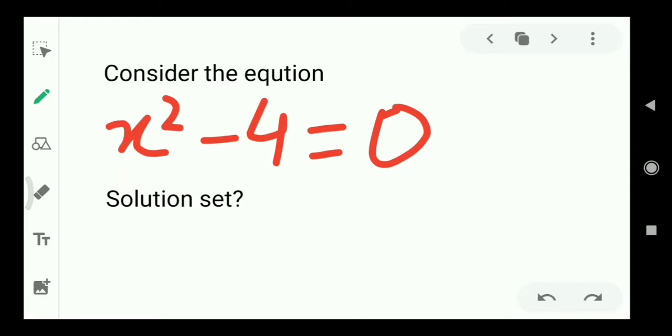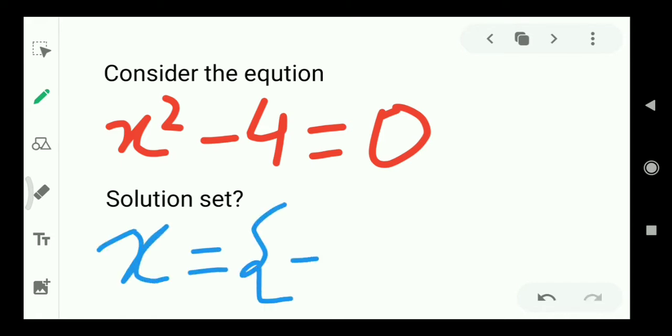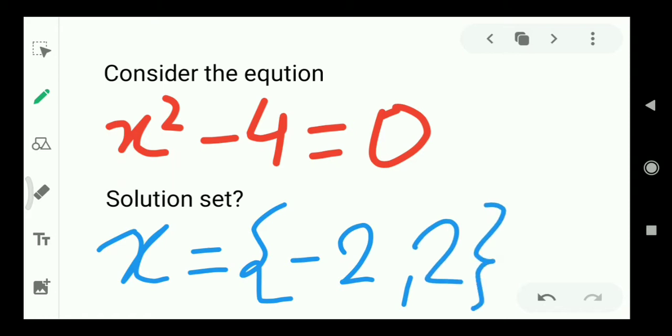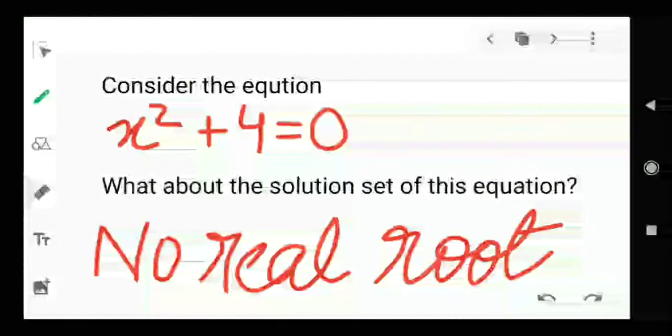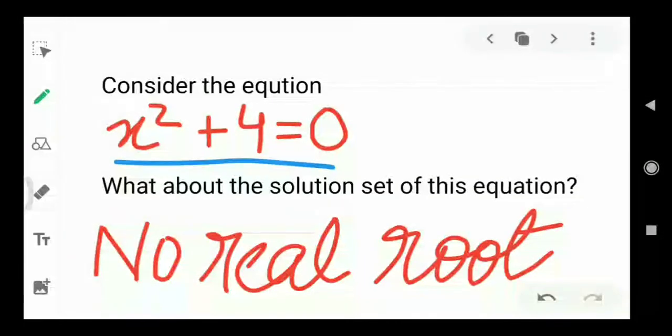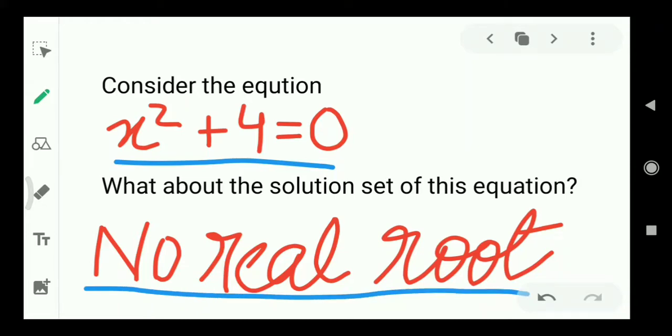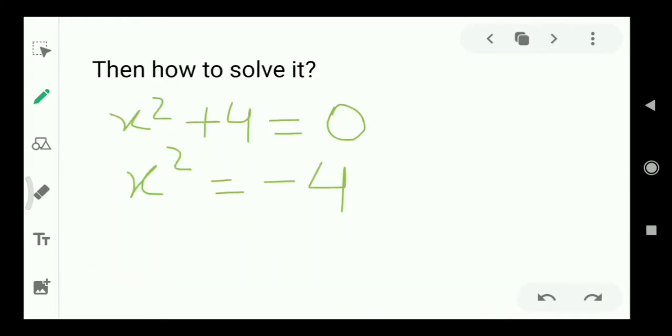Consider the equation x square minus 4 is equal to 0. What about the solution set of this equation? It will contain two terms, -2 and +2, which are real numbers. Come to the next question. Consider the equation x square plus 4 is equal to 0. What about the solution set of this equation? Our intuition says that no real root exists. Then how to solve it?